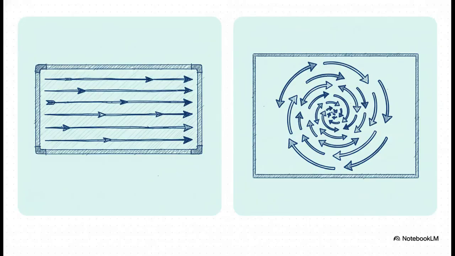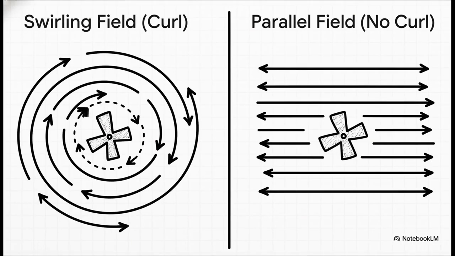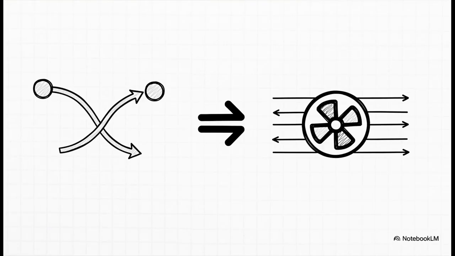Think of curl as the local spin at any point in the field. Some fields spin, others don't. Here's a great way to picture this. Imagine dropping a tiny little paddle wheel into the field. If that paddle wheel starts to spin, the field has curl. If it doesn't move, the curl is 0. Now, here's what's so cool about this. Conservative fields always, and I mean always, have 0 curl.